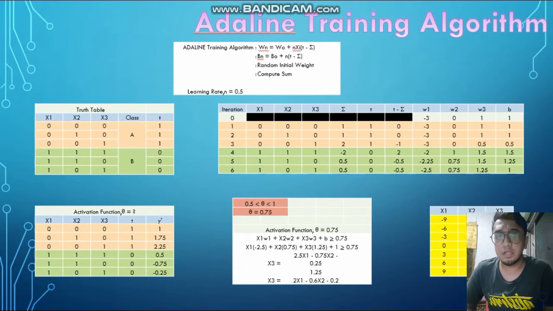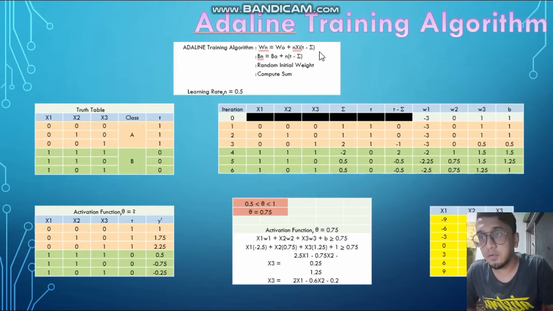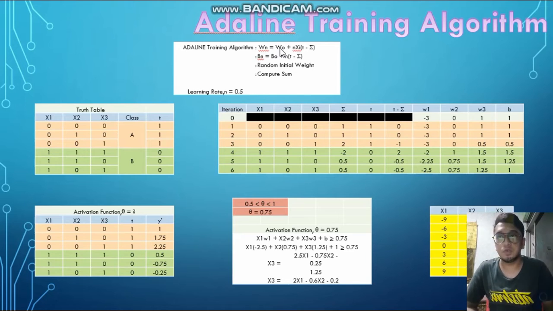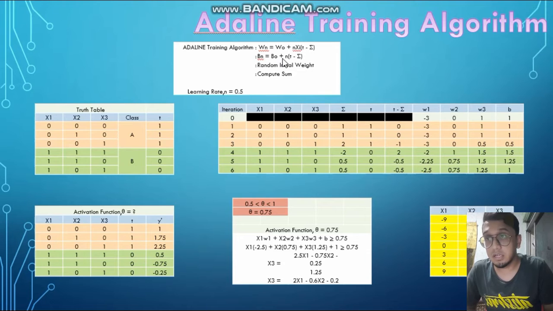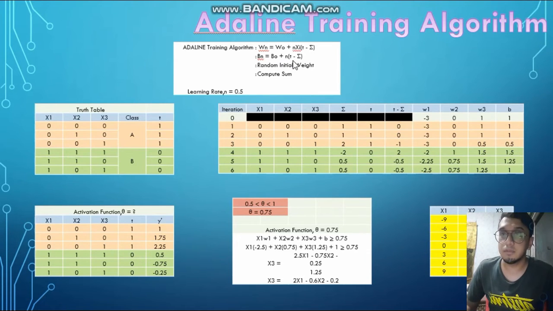So I will proceed to Adaline, which is the Adaline training algorithm. So we have been provided a few formulas, which are weight new and bias new. So weight new is equal to weight old plus the learning rate, times the number of x, times t minus the summation. For bias new, it is bias old plus the learning rate times t minus the summation.